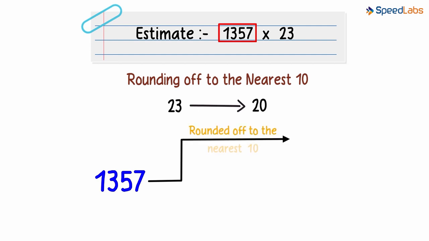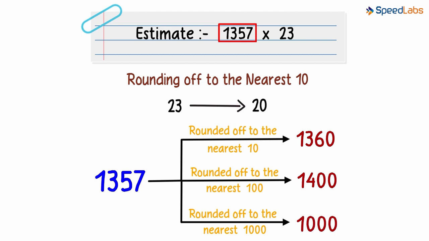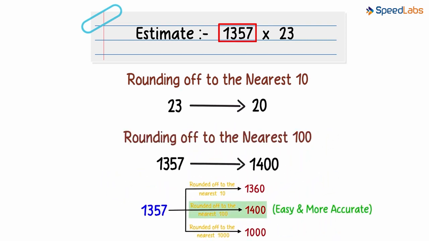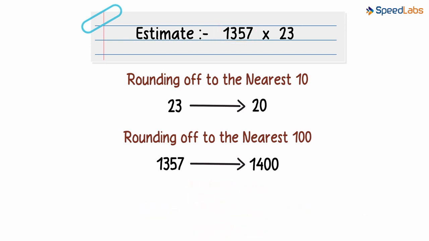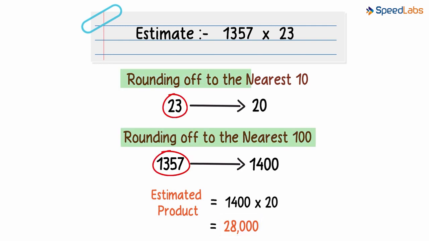It can be rounded off to the nearest 10 as 1360 or nearest 100 as 1400 or nearest 1000 as 1000. It is obvious that our estimated product will differ in all the three cases above. However, we know that it's the easiest to round it off to the nearest 100 in this case. Accordingly, we will get the final answer as follows. The estimated product is 28,000. Note that we rounded off one number to the nearest 100 and the other to the nearest 10.